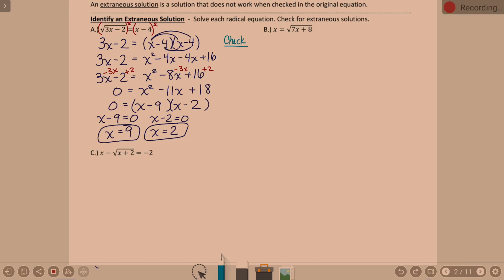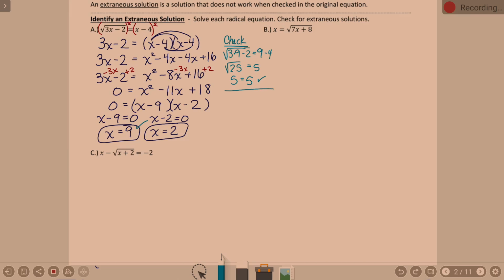So I'm going to start by putting 9 in. Square root of 3 times 9 minus 2 equaling 9 minus 4. So what do we have there? 27 minus 2, square root of 25 equaling 5. Does that one work? Yeah. You end up with 5 equals 5. So that one's good. Okay. Repeat the process on the other one.